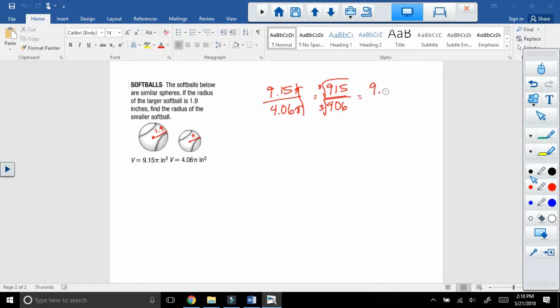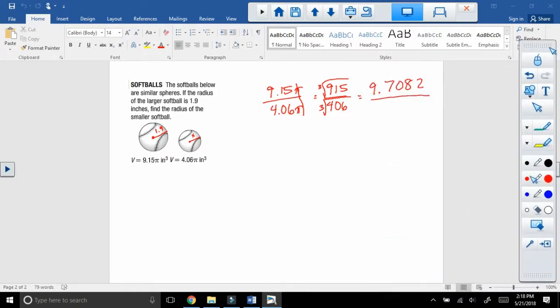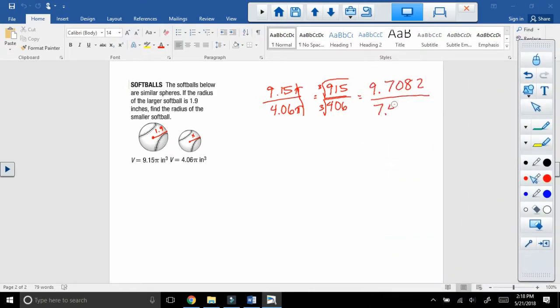This top number is 9.7082, and the denominator is 7.4047. This is your ratio. If you don't want to write that as a ratio, you don't have to. You could just get like one number there, but I think most of the time students like to have this as a proportion, so then they can cross multiply at the end.